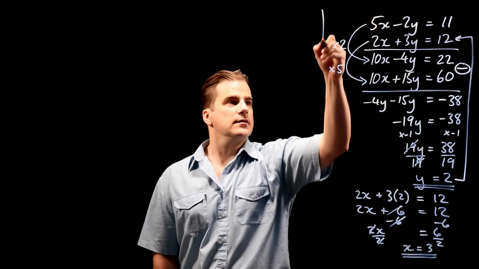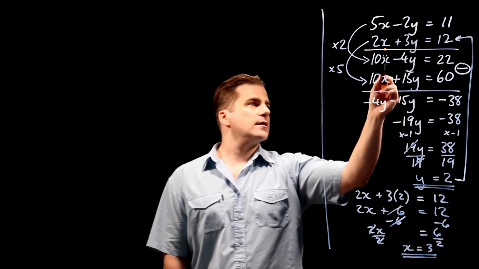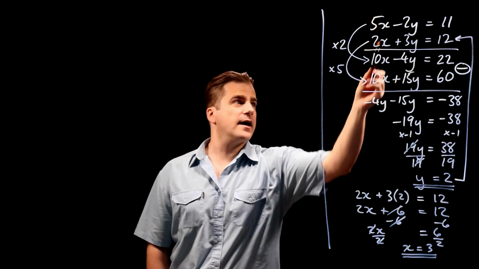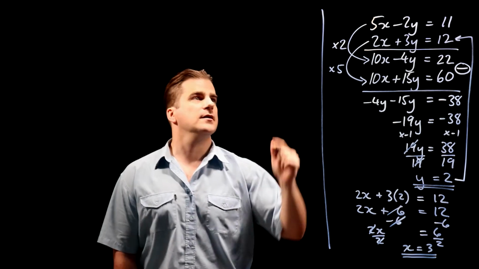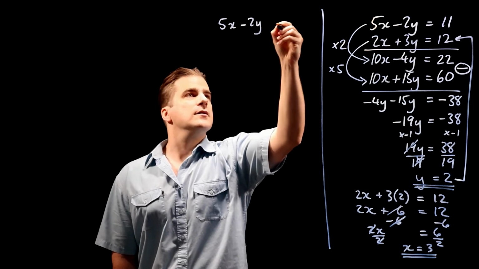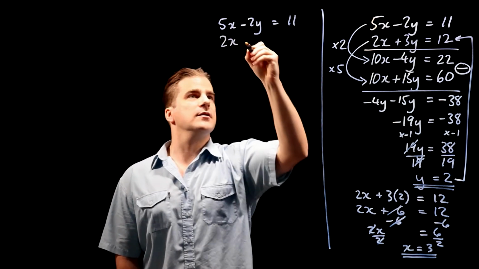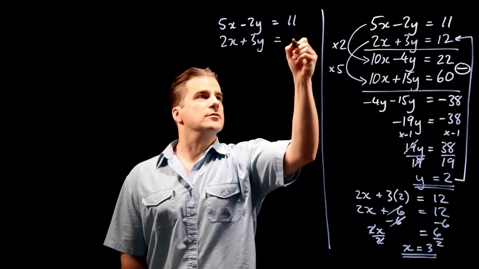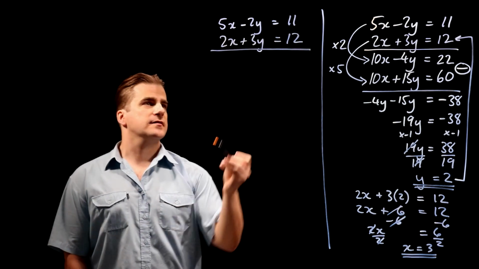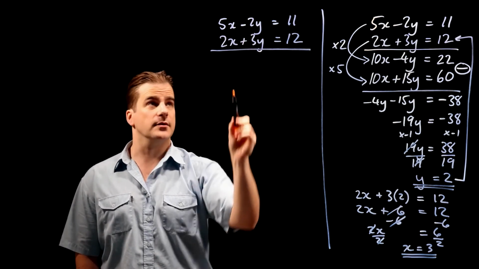But once again, I'm going to prove to you that we still would have got the right answer if we'd decided to eliminate the y's. So once again, I'll do the whole thing again and get rid of the y's this time. So 5x minus 2y equals 11. 2x plus 3y equals 12. Right. So how do we get the same number of y's? Remember, at this stage, the signs don't matter. We're only interested in the number.